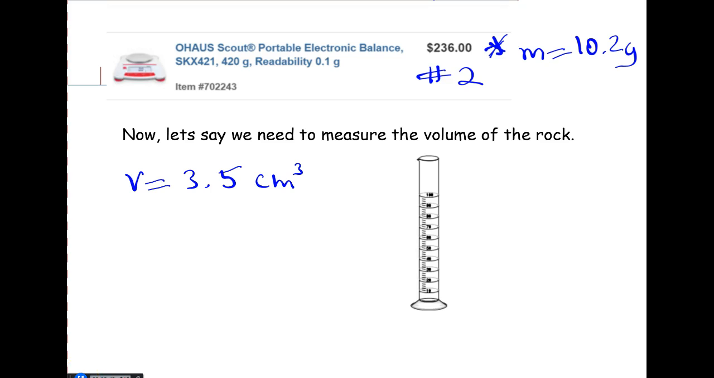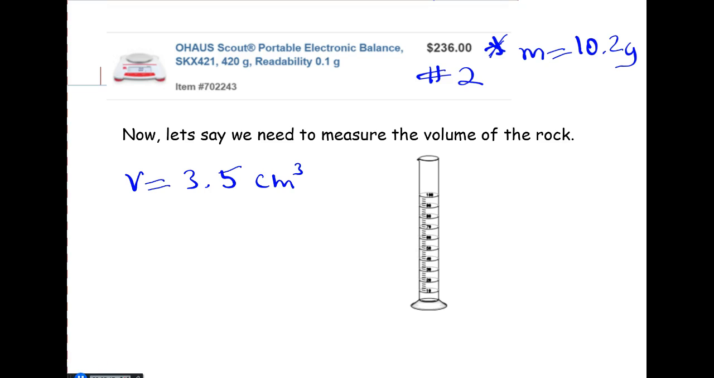Now let's say that we needed to measure the volume of this rock. Obviously, we would use water displacement to find the volume of the rock using a graduated cylinder like the one seen here. So let's say after we do our water displacement, we find that the volume of the rock is 3.5 milliliters, which will then say that the volume of the rock is 3.5 cubic centimeters.